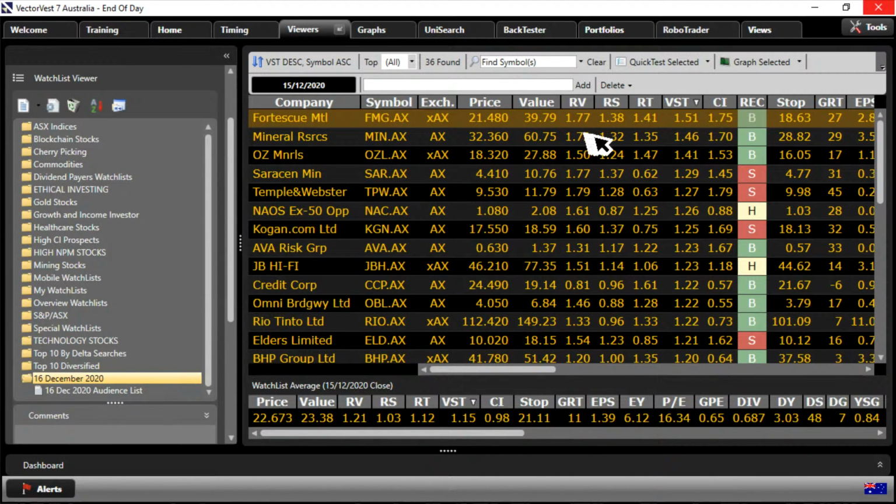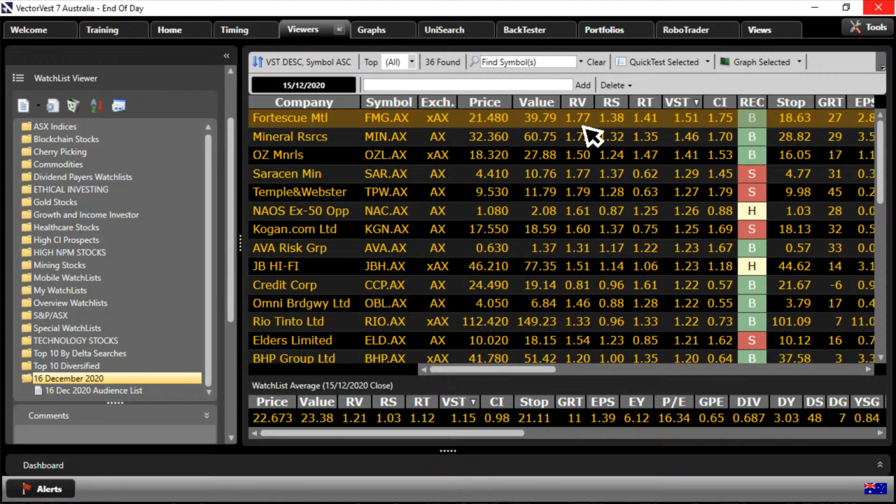Your fundamentals are RV and RS, again on a scale of 0 to 2. So those are your fundamentals. I'll explain those shortly. And RT is your short-term price momentum indicator. So when we say fundamentals, we're talking about the building blocks of those companies. The first one we look at for fundamentals is RV, on a scale of 0 to 2.